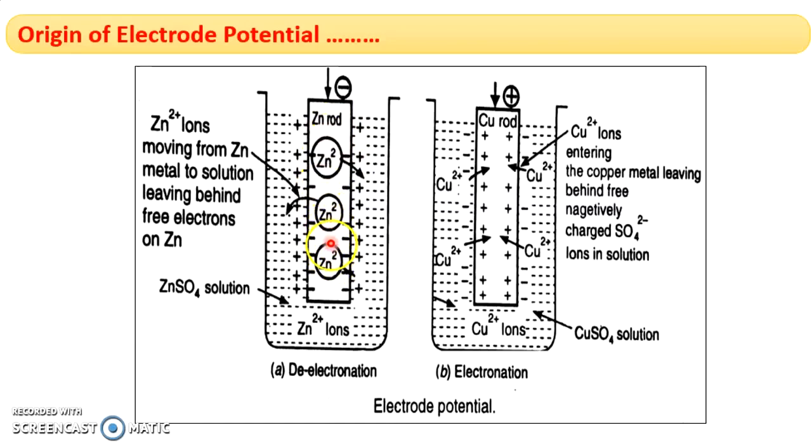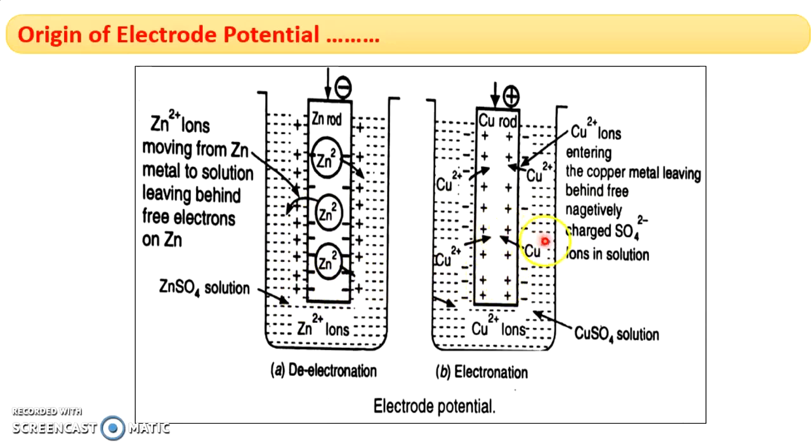Here, in the first case, the zinc rod develops a negative charge, and so it will attract positively charged ions from the electrolyte. These positively charged ions form a layer around the zinc rod. This layer is called the Helmholtz double layer. The same is the case with the copper electrode also.